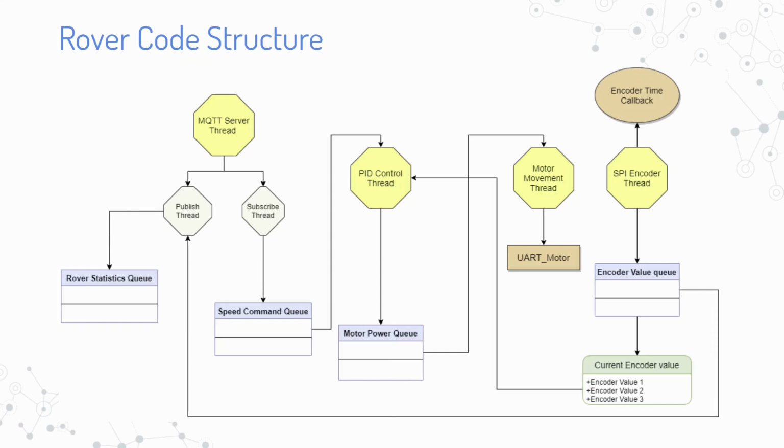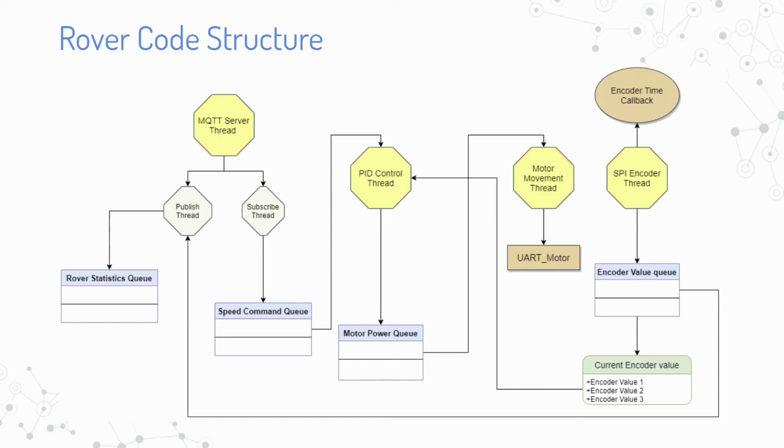Here's my code structure. I have 4 different threads: the MQTT thread, PID control thread, motor movement thread, and SPAT encoder thread. Inside the MQTT thread, I parse the received speed command messages and store them inside the speed command message queue. The PID control thread reads the desired speed values from that queue.